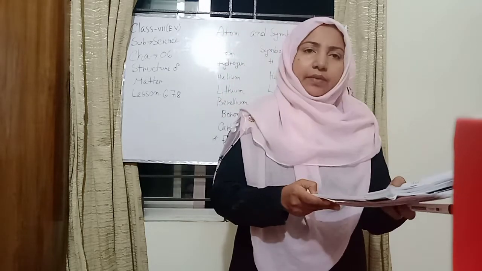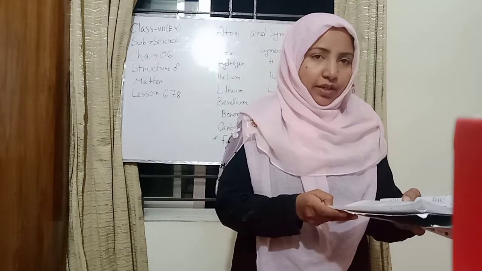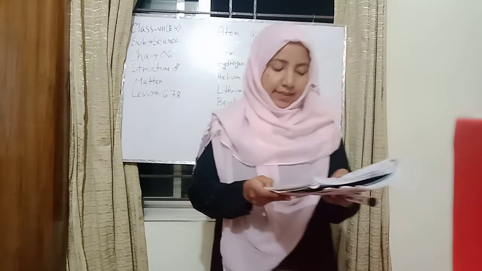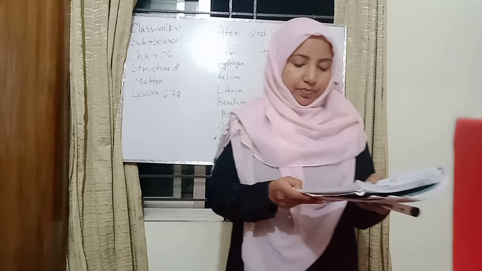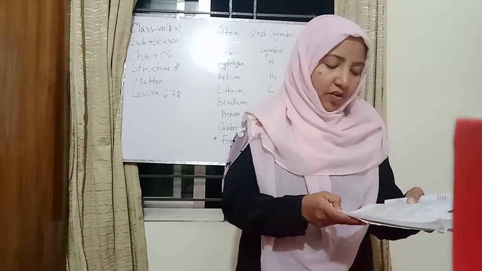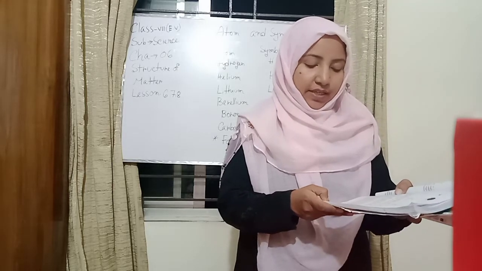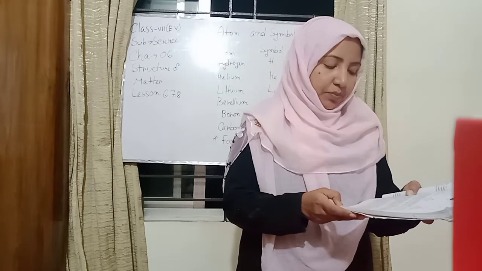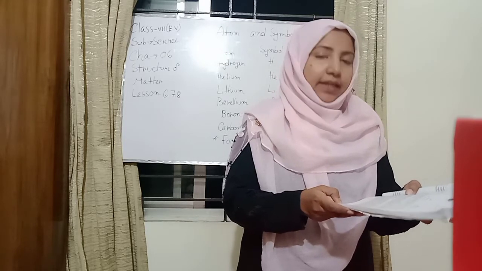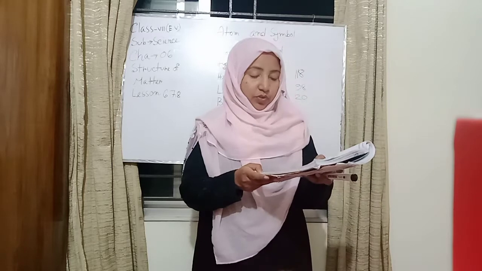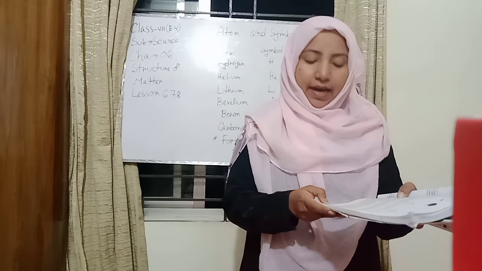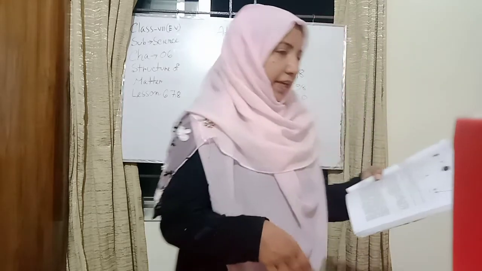Every element has a name. To express that shortly and easily, we use a symbol for each of them. Generally, symbols are expressed by the first one or 2 letters of the Latin, Greek or English name of the element. In case of expressing symbols with 1 letter, a capital letter is used. In case of expressing symbols with 2 letters, the first one will be a capital letter and the second one will be a small letter.